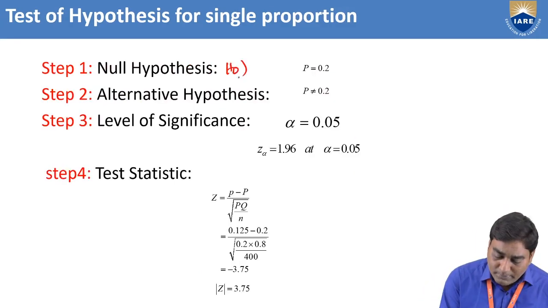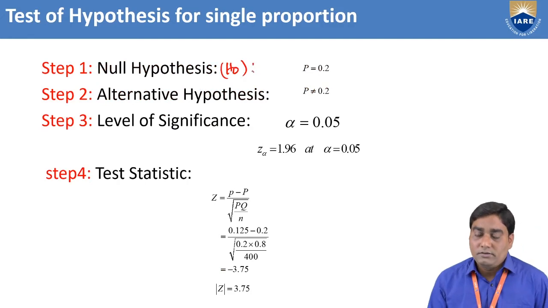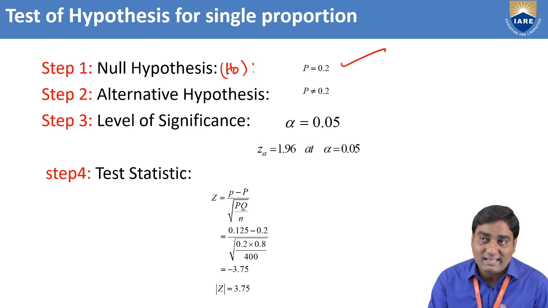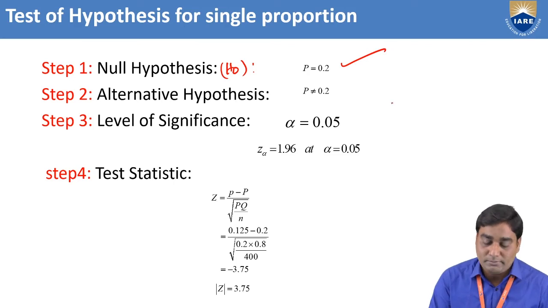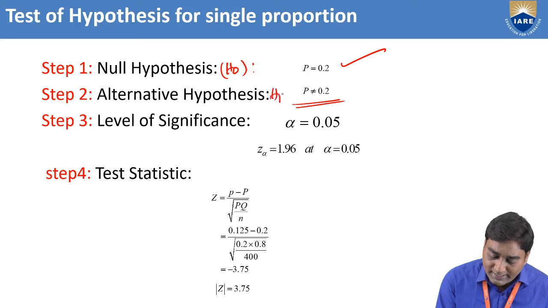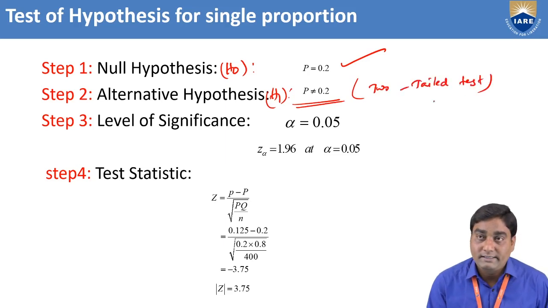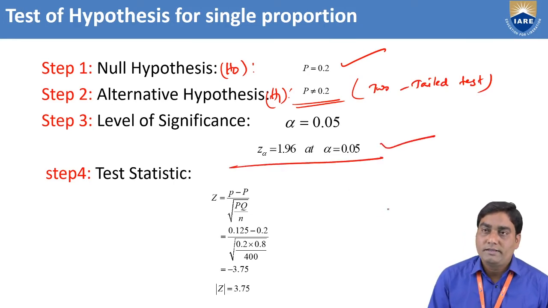Now we are going to set up the null hypothesis in step 1. H0: capital P is 0.2. Here we do not have any greater than or less than, because no at least, fewer than, less than or greater than statement is given. So against it the alternate hypothesis, denoted by H1, is P not equal to 0.2. This is a two-tail test, not a left-tail or right-tail test. So Z alpha value is 1.96, setting alpha equal to 0.05.